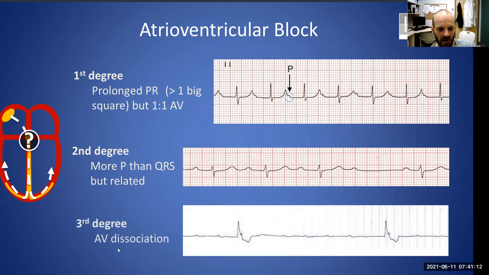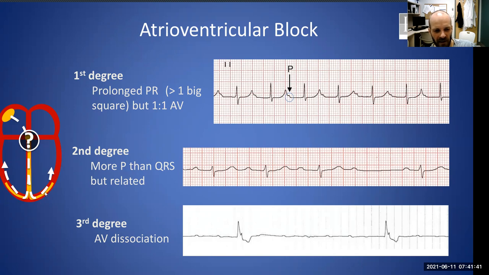If things get even worse, you can get third degree AV block or complete AV block. And this is where you've got P waves going along and you've got some QRS complexes, but there's no relationship between the P waves and the QRS complexes. The way that this works is that there are spots in the ventricle that can act as backup pacemakers. So the His-Purkinje system does have some what we call automaticity, enabling it to work as a pacemaker, a bit like the sinus node.